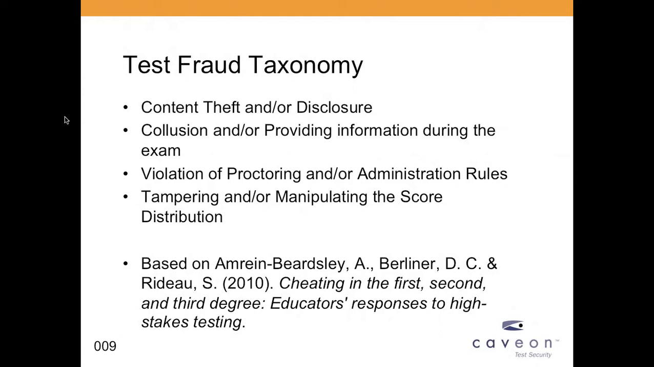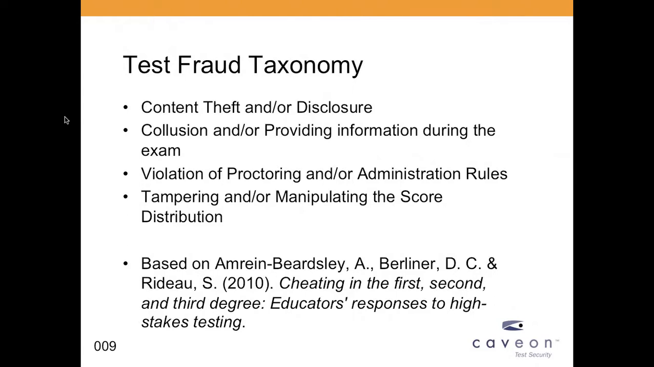So I have this slide here based on this article that came out in 2010 in a journal. And they've asked educators about different ways that they could perhaps cheat on tests. And I extracted these 4 areas. First, there's theft, followed up with disclosure. This often happens with brain dump sites. There are people working together, or we say non-independent test taking, or maybe they're sharing, they're communicating with each other, or they're getting information during the exam.